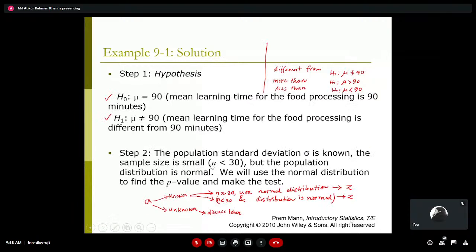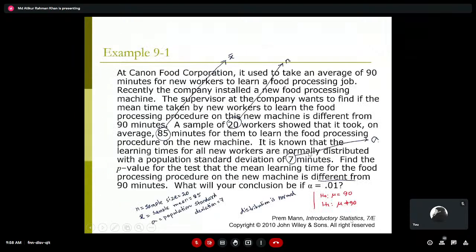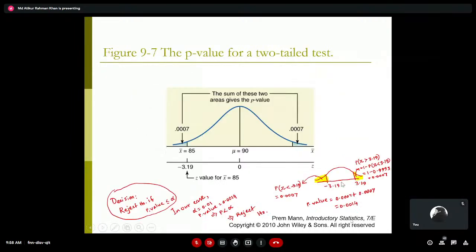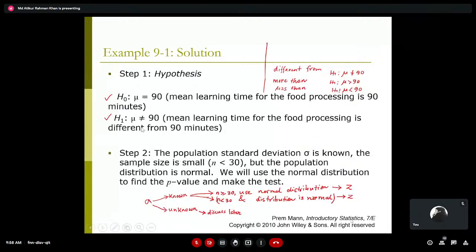Then if you use the p-value approach, you can calculate the p-value. We have calculated the p-value by using this procedure. So how to calculate the p-value? We have discussed this in the previous lecture, but we can do it again a little bit. Look at that problem. Is it a two-tailed test or one-tailed test? It's a two-tailed test.